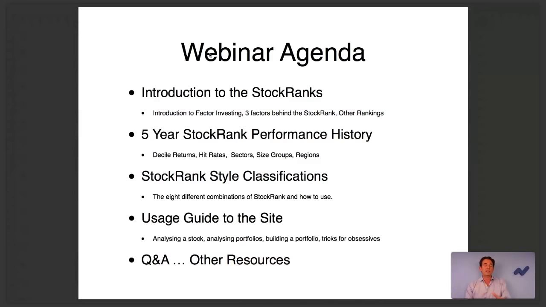Then also, once I've got through that, I'd like to talk a little bit about the style classifications, which are based upon the different combinations of stock rank. And this is a very, very useful lens for building a portfolio and coming up with your own strategy. After all this is through, and there are a lot of slides to get through, we'll be going to a usage guide to the site.